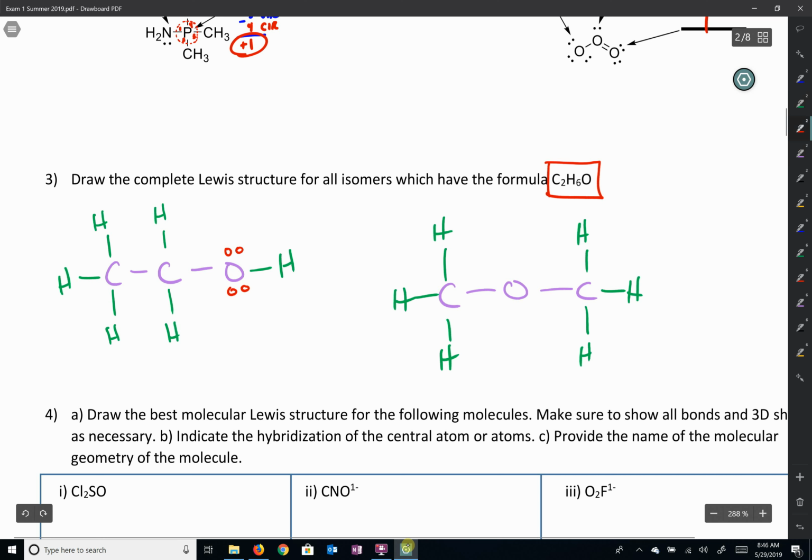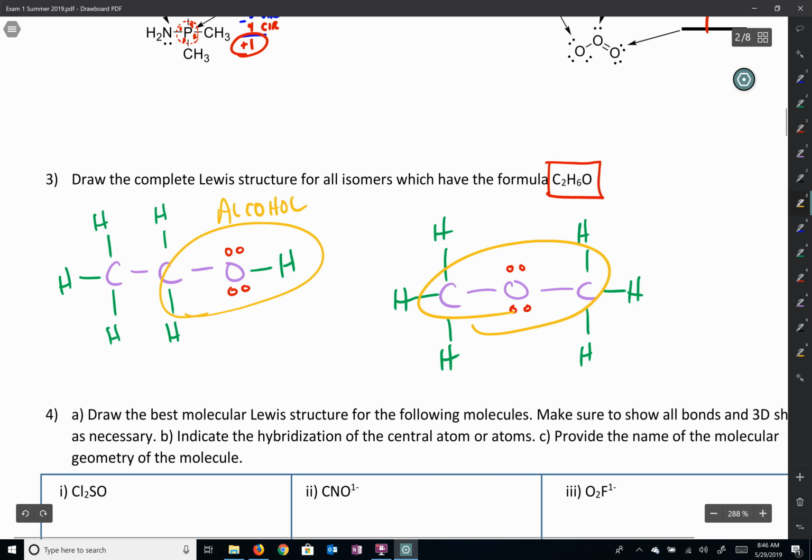So we have a set of constitutional isomers here. They have the same formula but put together differently. The other thing I was kind of pointing at is, this is an alcohol, and this is an ether, right? So different functional groups is also the way that you might be able to approach this. What different combinations of carbon, hydrogen, and oxygen are there in terms of functional groups? There you go. Okay.